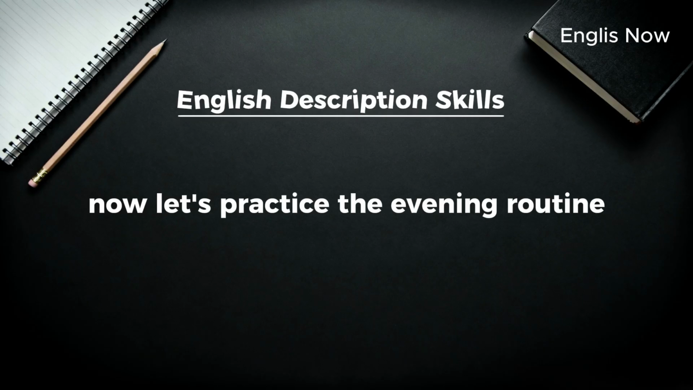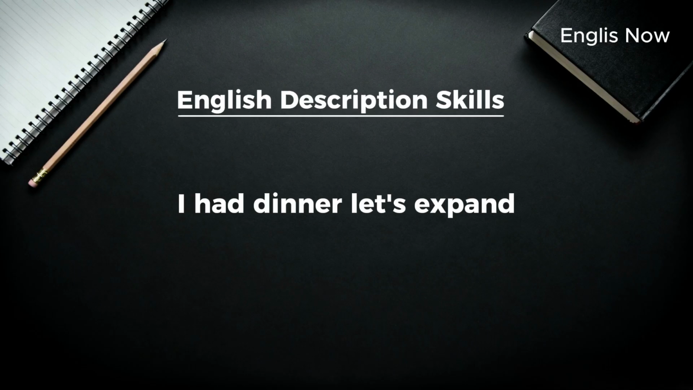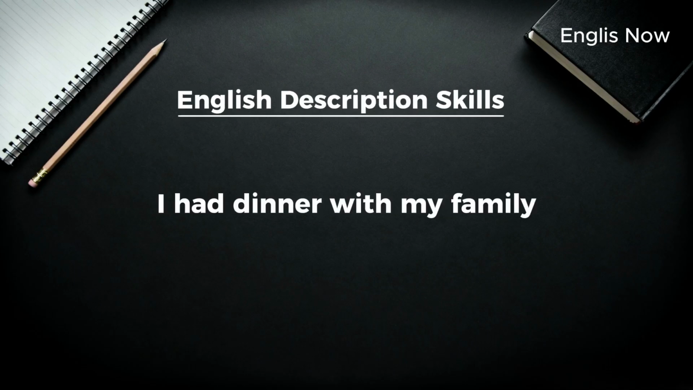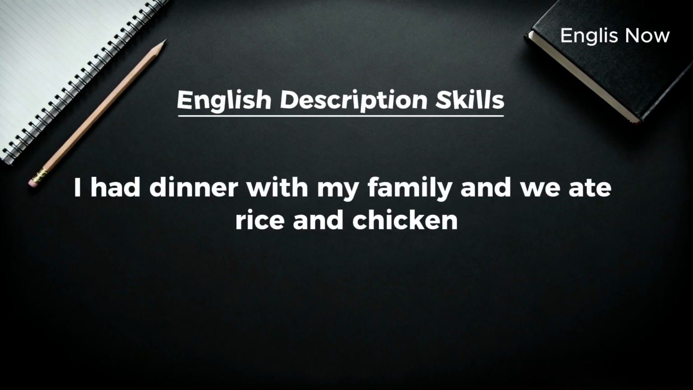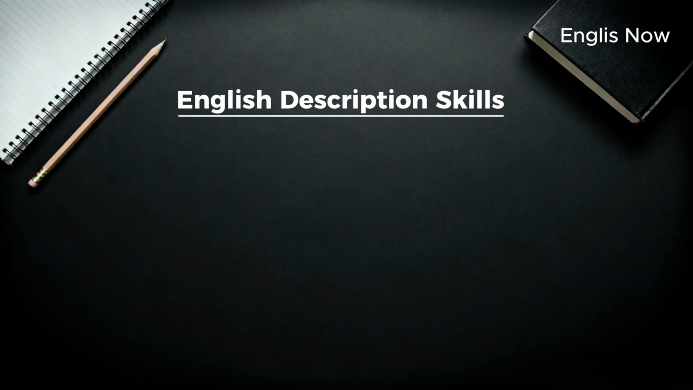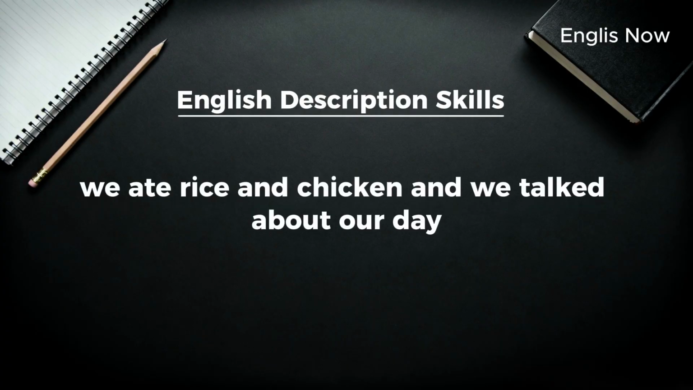Now let's practice the evening routine. A basic sentence might be, I had dinner. Let's expand. I had dinner with my family. Add more. I had dinner with my family, and we ate rice and chicken. Add again. I had dinner with my family. We ate rice and chicken, and we talked about our day.